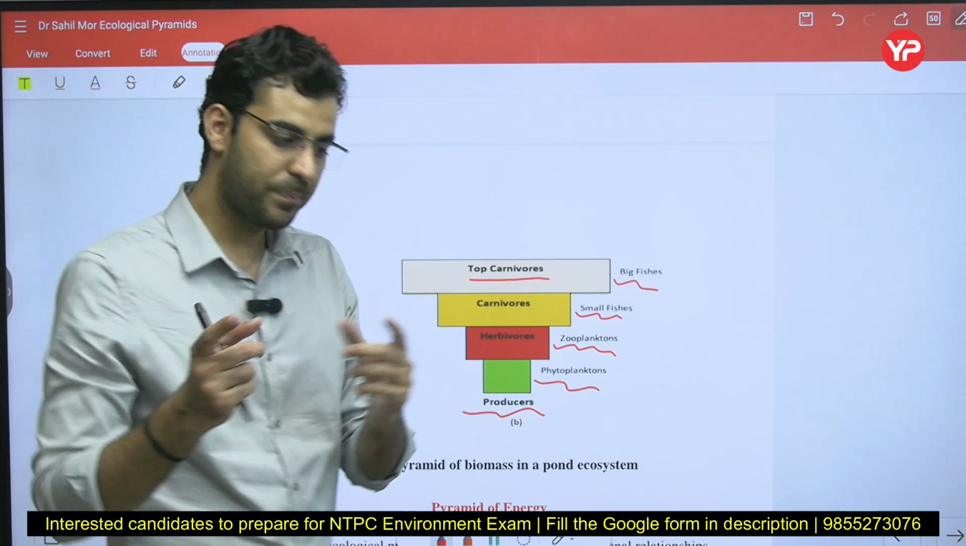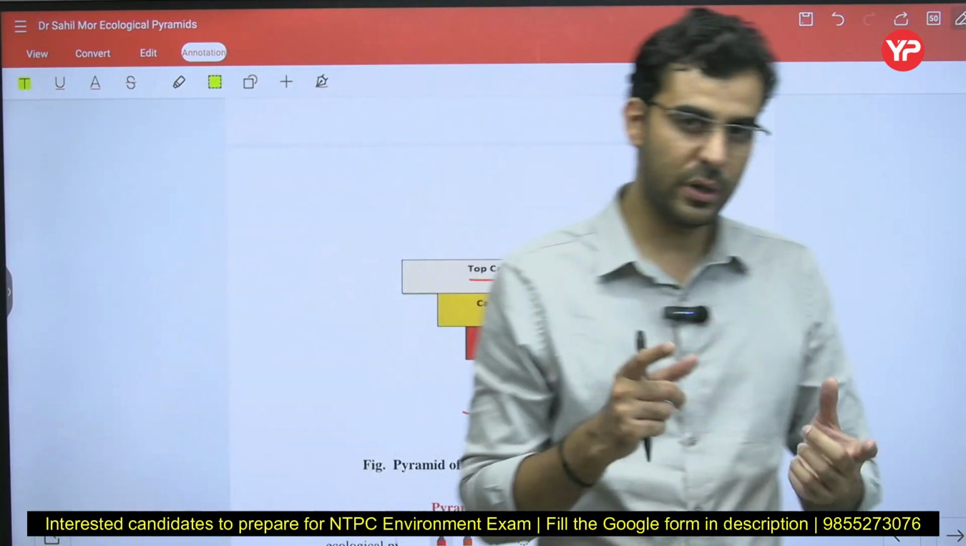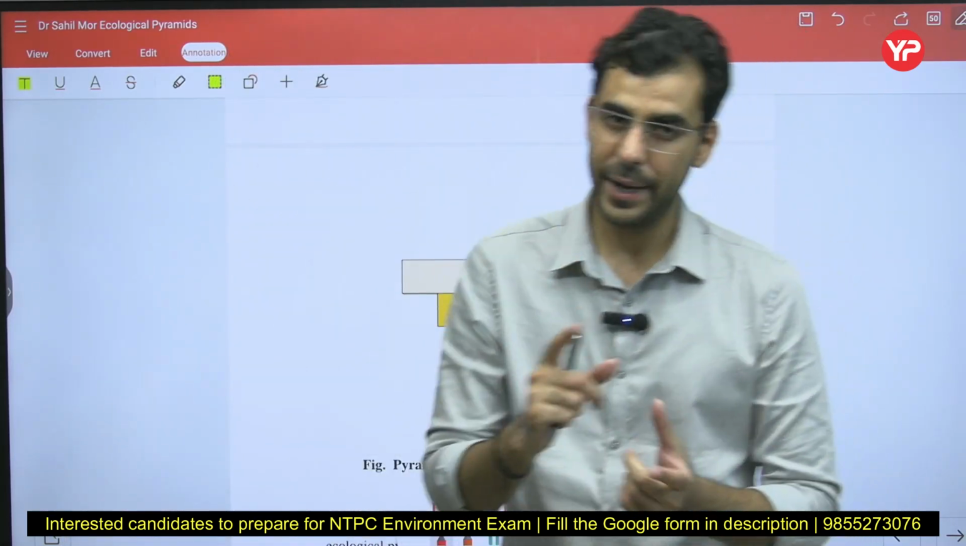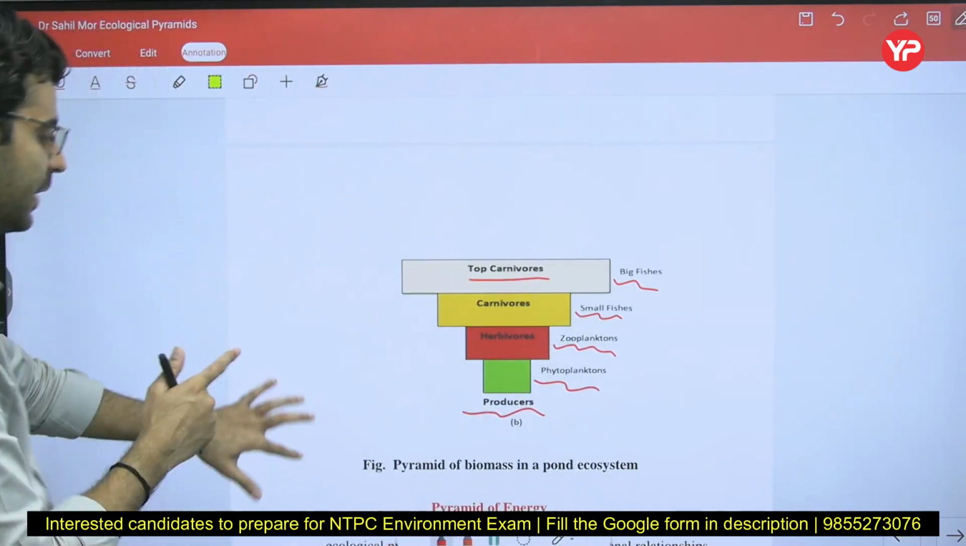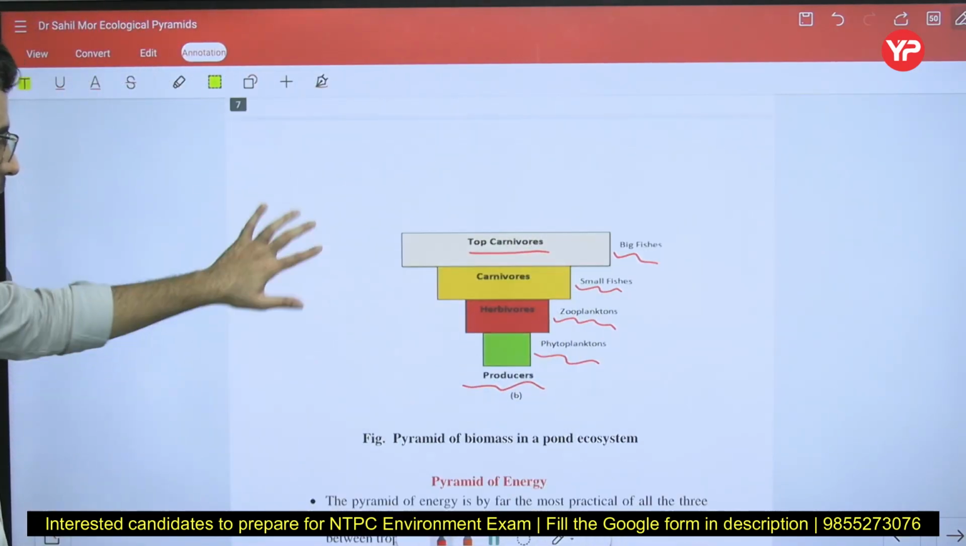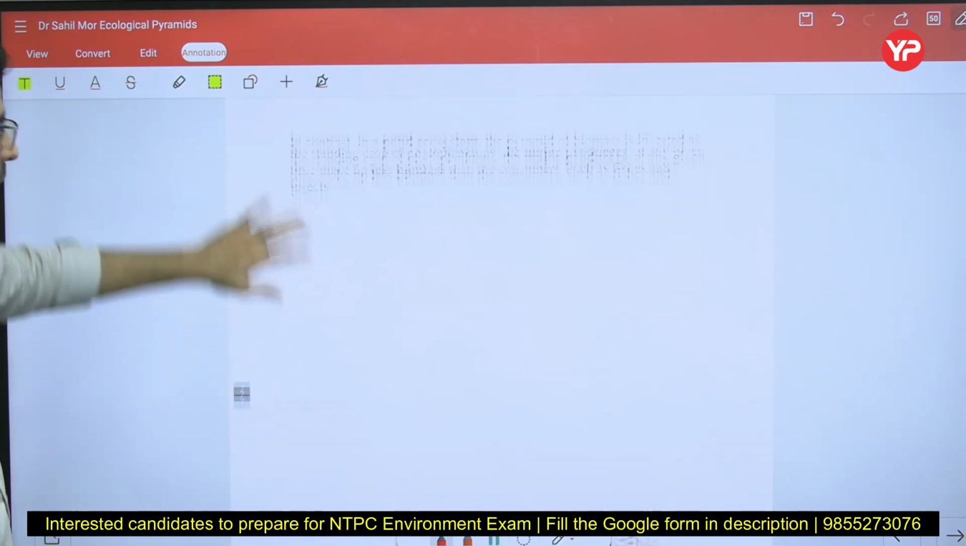When we studied this shape for the pyramid of numbers, that was upright. Okay, so remember this thing well. For this, it will be inverted. Is it clear?